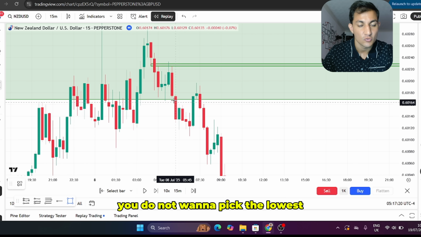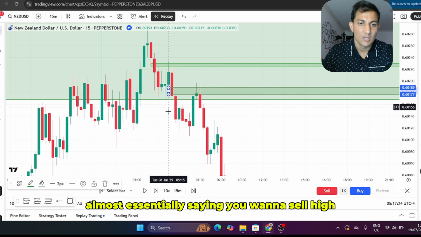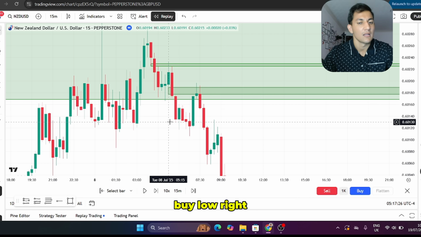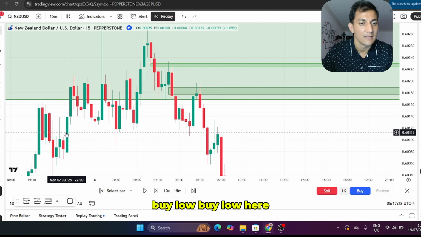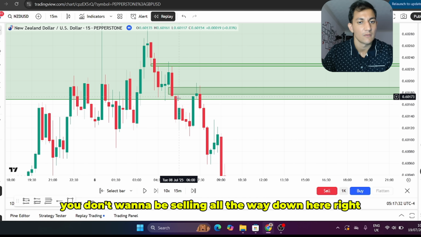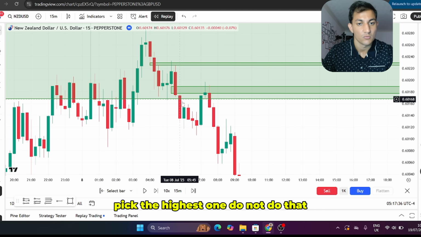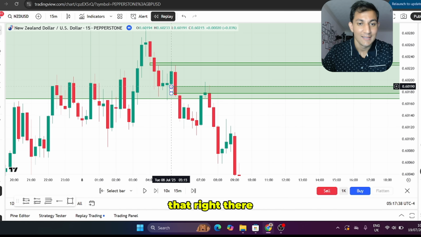And when you're bearish, you do not want to pick the lowest. You want to pick the highest fair value gap. Almost essentially saying you want to sell high, buy low. Buy low here, sell high. You don't want to be buying all the way up here. You don't want to be selling all the way down here. So if you've ever got two fair value gaps and you're bearish, pick the highest one. Do not do the opposite. That right there will make you so much money.